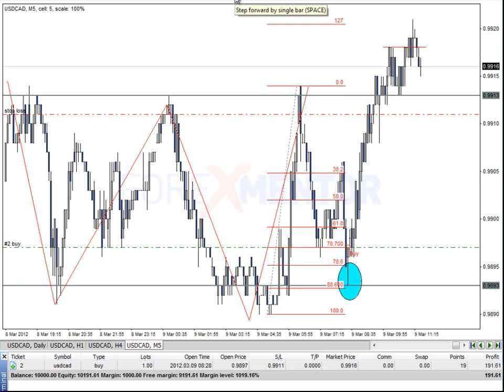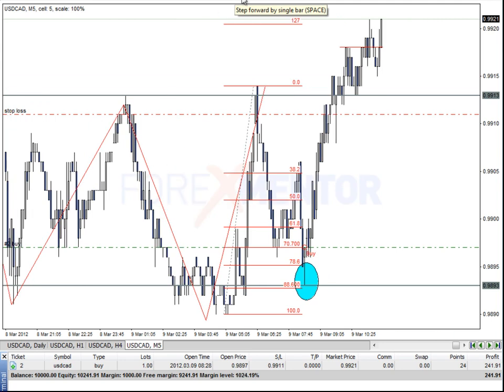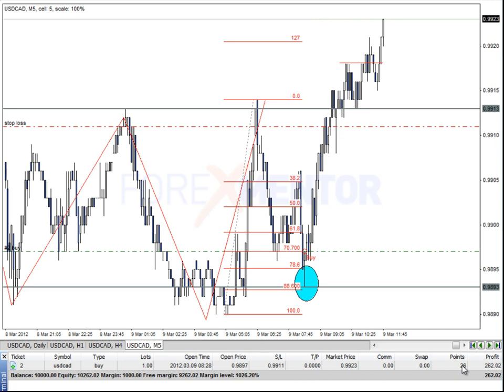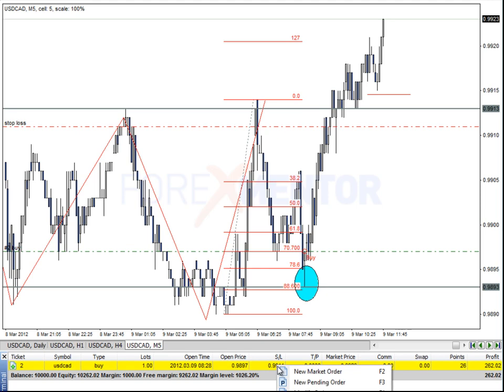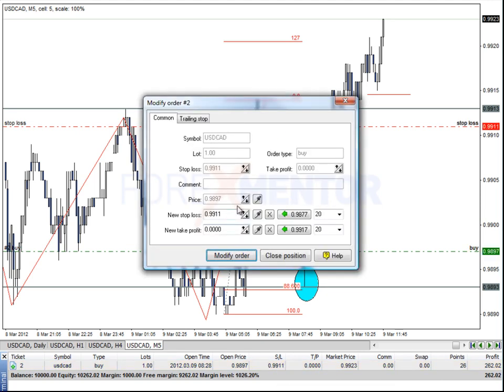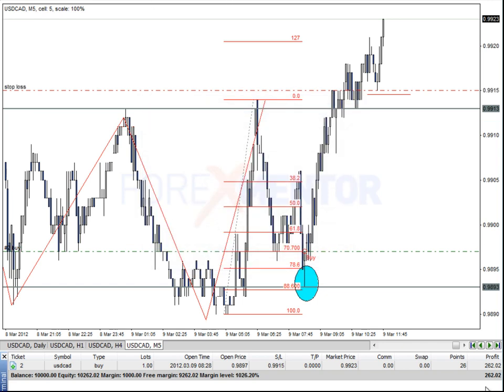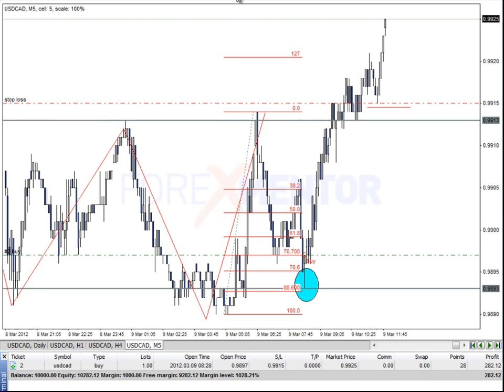Okay, breaking down here. Let's see, we need to see price continue up. We're currently 24 pips up. You can see this here. 26 pips up. Price is going nicely. I'm going to move the stop up again. This level here is about 99.15. Okay, so just bring this right up, 99.15. Currently 26 pips up. 28 pips up.